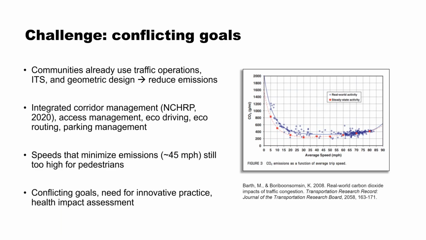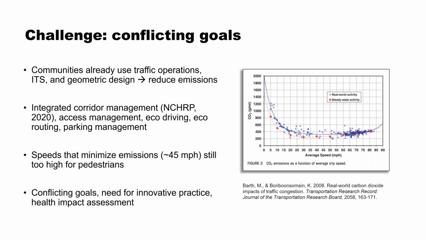So that's really the challenge, and something interesting here. I want to tie this back to pedestrian safety. You know, communities already use traffic operations, intelligent transportation systems, geometric design to reduce vehicle emissions in these major corridors.